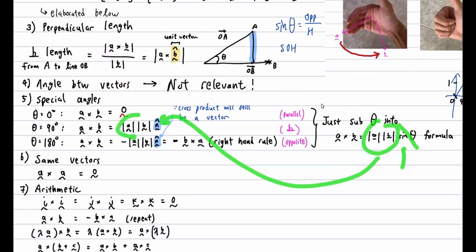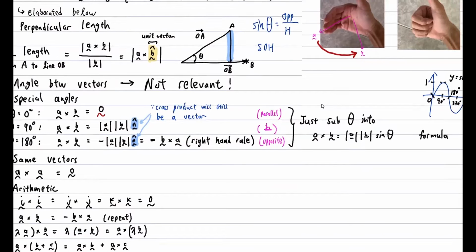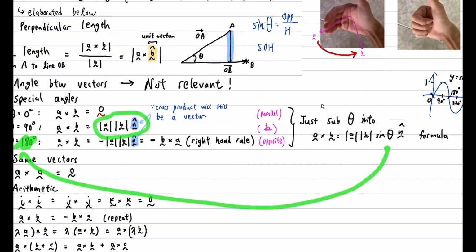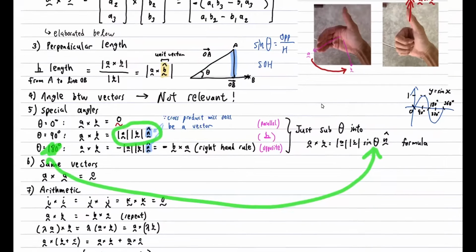So that's how we get A mod B. Sorry, I forgot to include one more. N hat. Oh, the vector n hat. So that's what you get: modulus A times modulus B times n hat. How about when theta is 180 degrees? Sine of 180 degrees is? 0. Very good. So this one becomes 0.